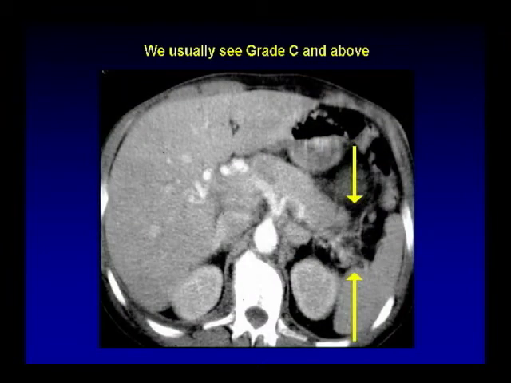So here's a patient who has mild stranding around the tail of the pancreas. And you can see the gland is mildly enlarged diffusely. And there's a little bit of heterogeneity in the body. And we typically will evaluate patients on CT when they're at a grade C and above.